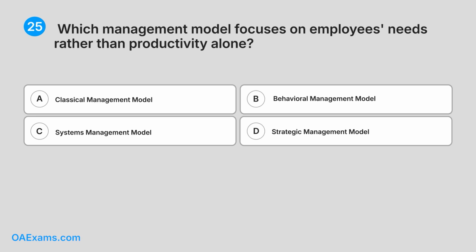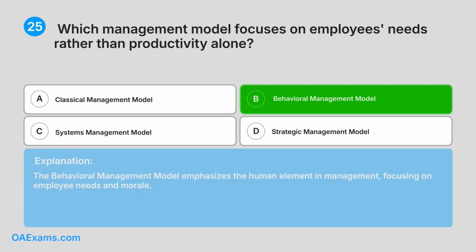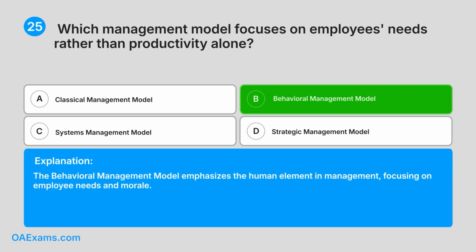Correct answer, B. Behavioral Management Model. Explanation. The behavioral management model emphasizes the human element in management, focusing on employee needs and morale.